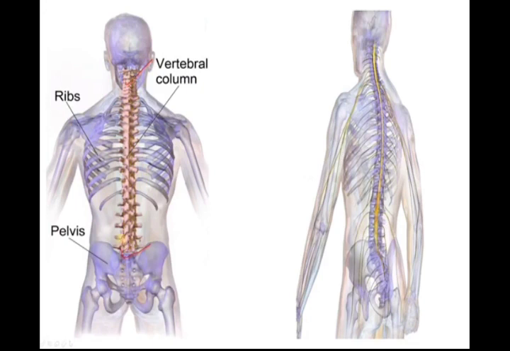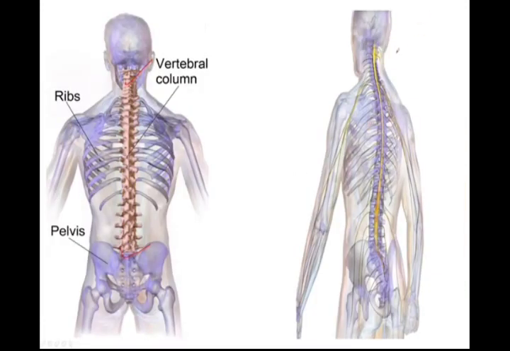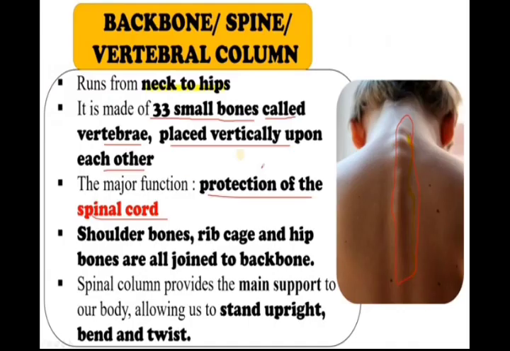You can see the bones placed one after another. The major function is the protection of the spinal cord. It helps prevent the spinal cord from spinal injuries. This is the spinal cord. Can you see it? It acts as a cover for the spinal cord. The spinal cord starts from the brain. It is a very important part.